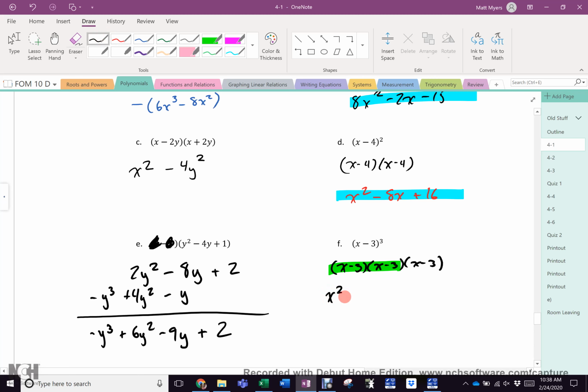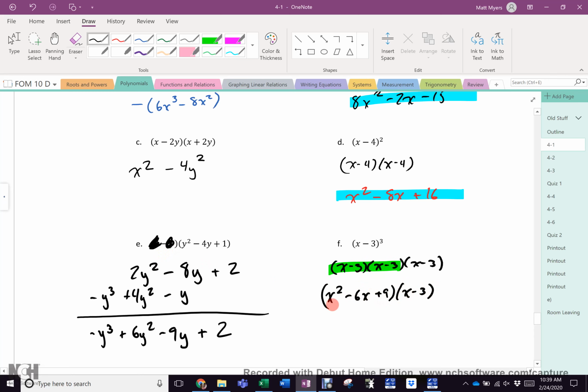X squared, negative 3 plus negative 3. No. Negative 3, and then negative 3 more. Negative 6x. Negative 3 times negative 3, positive 9. And then all of that multiplies by x minus 3. Isn't this the exact same as this? Of course it is. I start with the x.